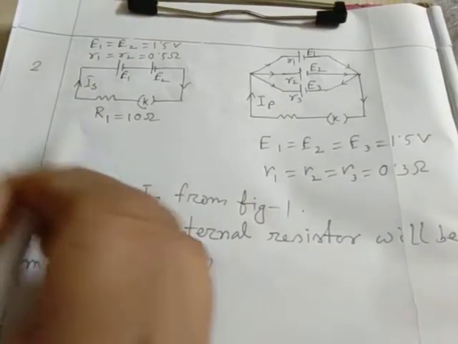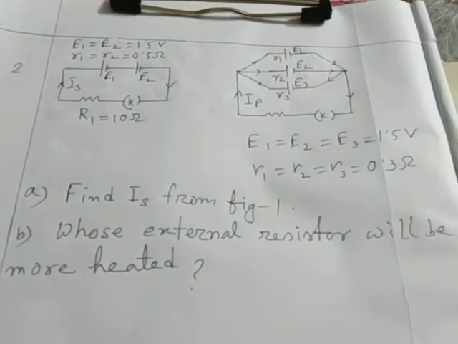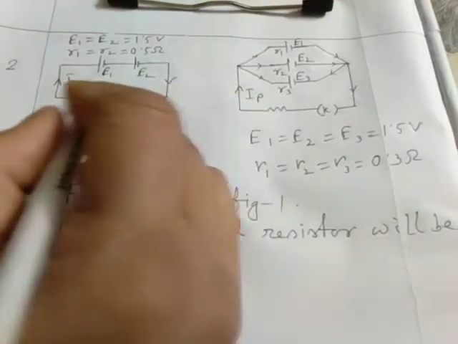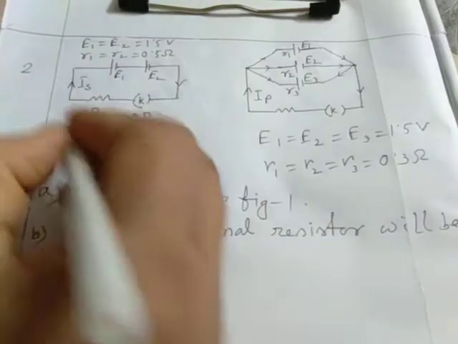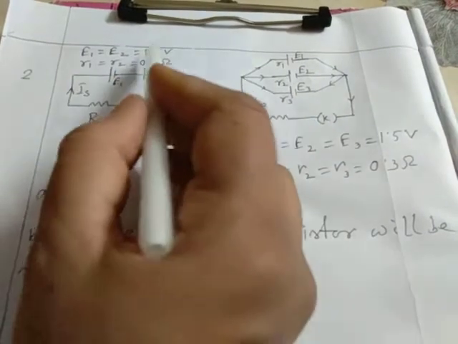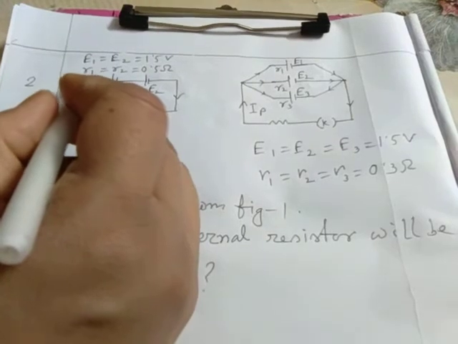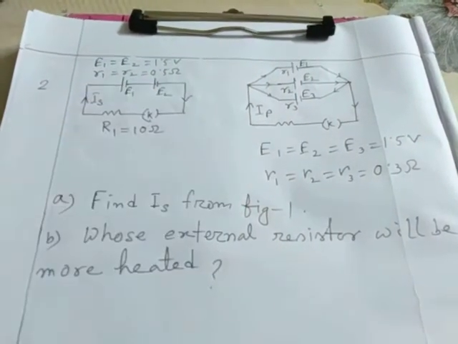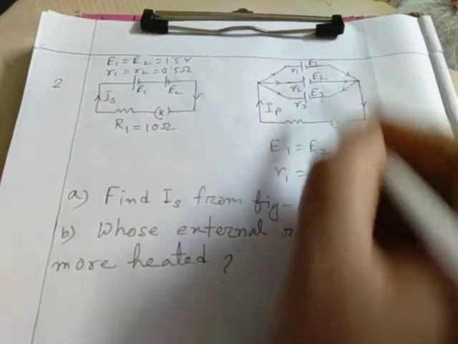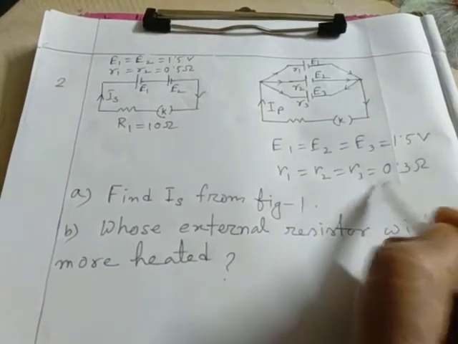Here question number 2. There are two electrical circuits. This is a board question, and it came in the board examination of 2019 in Dhaka board. So here look, in the first circuit two cells E1 and E2 are in series connection, and each of the cells has 1.5 volt and an internal resistance R1 = R2 = 0.5 ohm. And in this circuit each of the cells has 1.5 volt and R1 equal to R2 equal to R3 equal to 0.3 ohm.